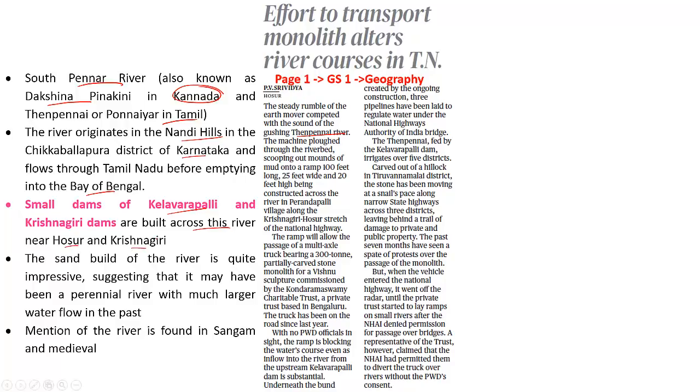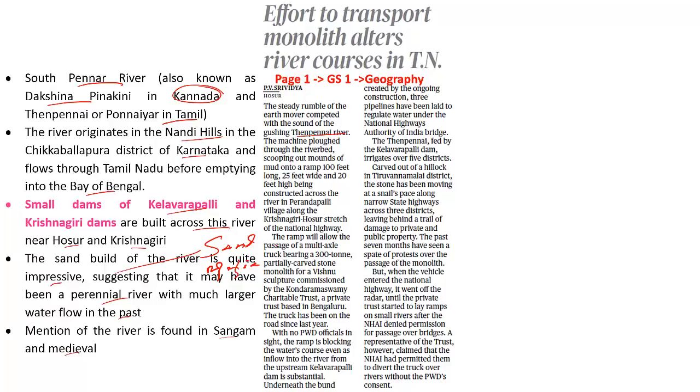Small dams of Kelavarapalli and Krishnagiri dams are built across this river near the places of Hosur as well as Krishnagiri. The sand bed of this river is quite impressive, suggesting that it may have been a perennial river with a much larger flow in the past. Mention of the river is also found in Sangam as well as in medieval history. Because this dam has a large concentration of sand, it is a breeding ground for the sand mafia. So this river is also a place which has provided a breeding ground for the sand mafia as well.